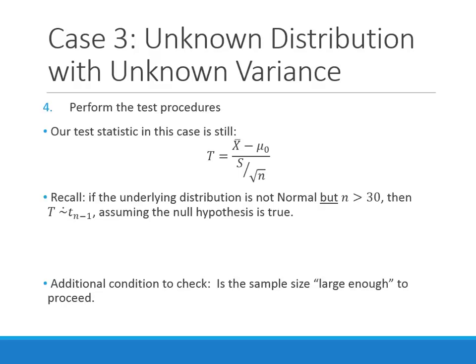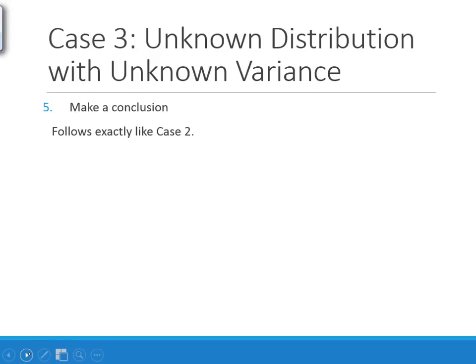And so again, we just need to check this condition, making sure that our sample size is indeed large enough. And large enough here we mean that n is bigger than 30. It's a little bit arbitrary, but that's our rule of thumb that we'll use here. Okay, and then of course we'll make our conclusion again. We'll reject or we'll fail to reject. Then make sure to give a good interpretation of what that means in the context of the problem.